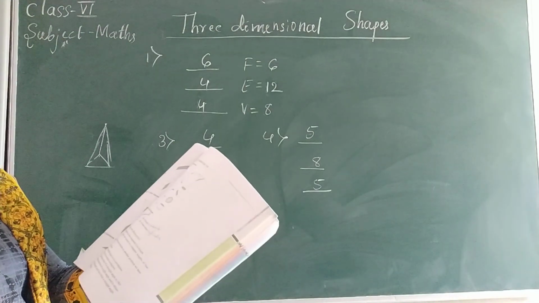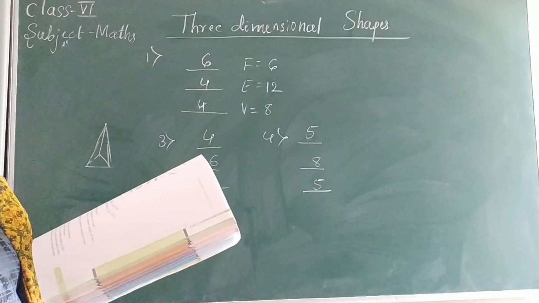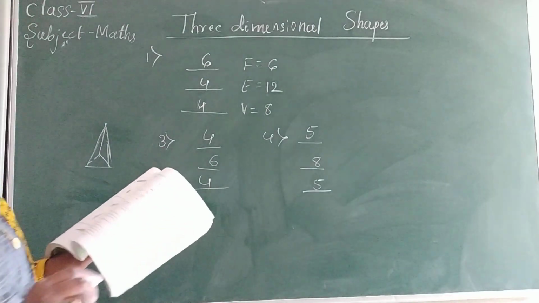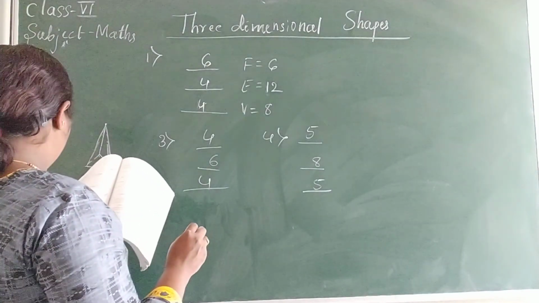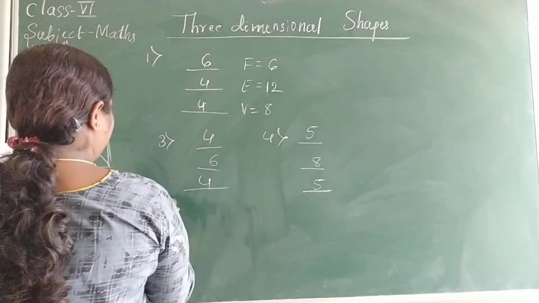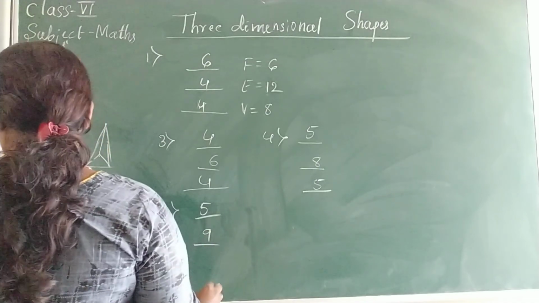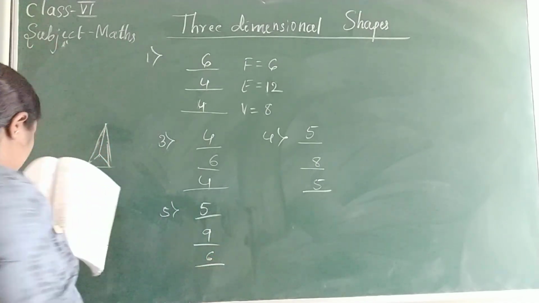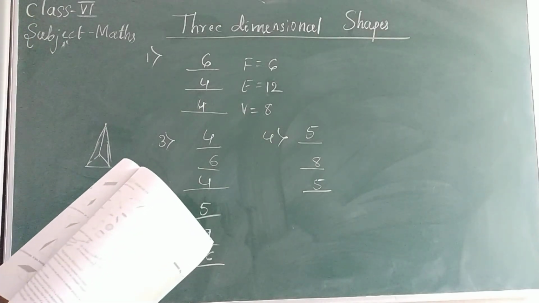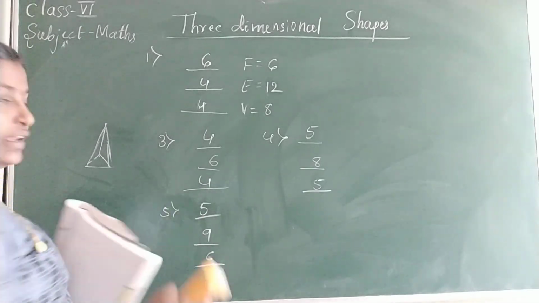Then the last, a triangular prism looks like the shape of a kaleidoscope. It has a triangle as its base. How many faces are there in this triangular prism? 3, 4, 5 faces. Fifth one, 5 faces. Edges are 9. Then corners are 6. Okay. Then exercise 5.9.